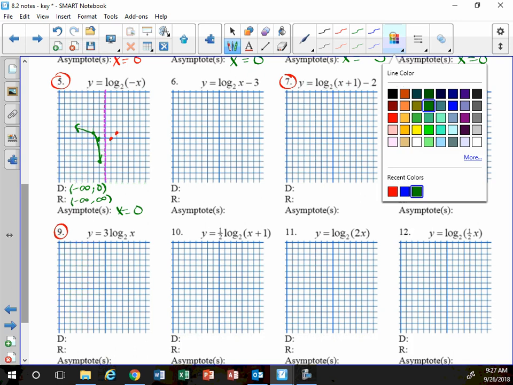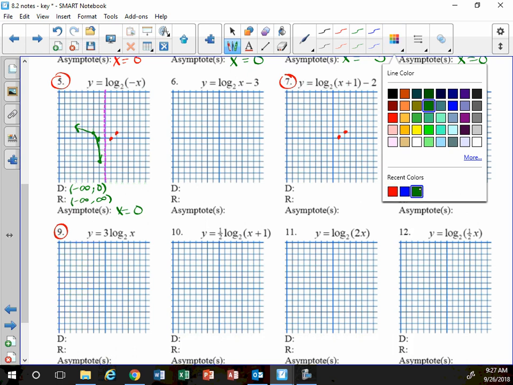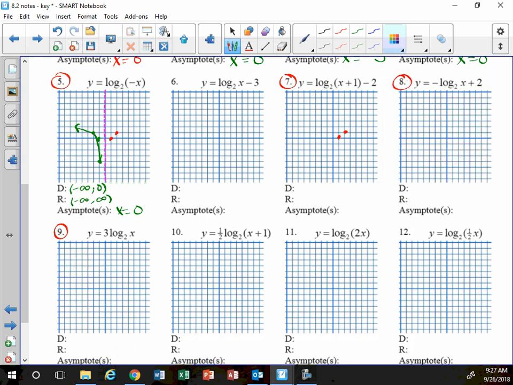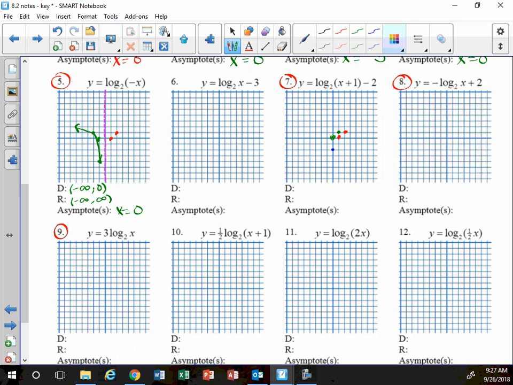Okay. 7. Start with 1, 0. 2, 1. And then I am going left 1. Okay. And down 2. If you want to do that all in one step, I am fine with that. Your asymptote, it moves left, right? Left, right? That's confusing. So there is your final shape.